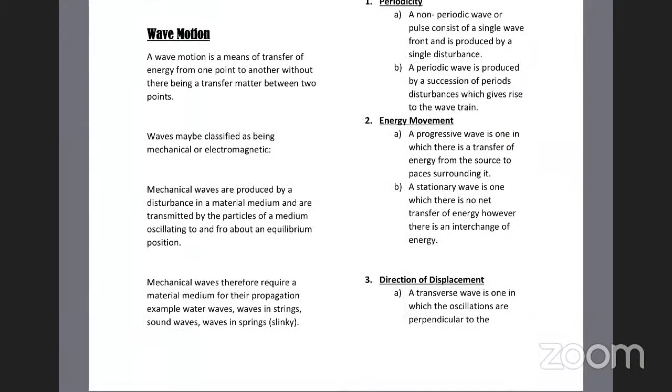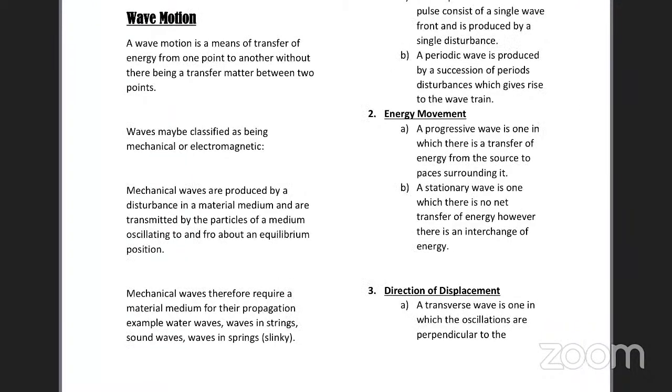So we start here today on wave motion. Straight from your notes, so you don't have any writing to do. Anything you don't understand, just let me know. So wave motion is a means of transfer of energy from one point to the other without there being a transfer of matter between the 2 points.